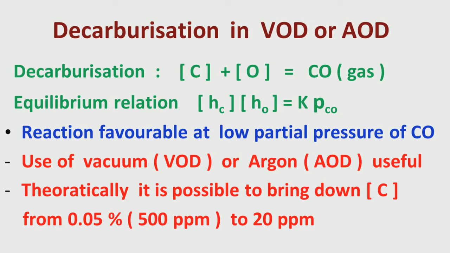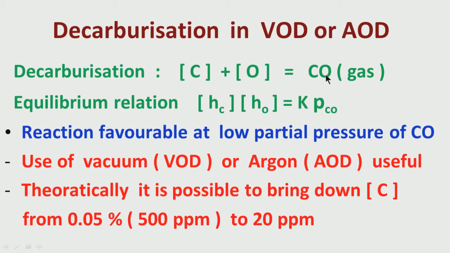Decarburization can be done both by vacuum as well as argon. If you look into the decarburization reaction, then it will be clear how vacuum or argon helps in decarburization. Basically, the decarburization reaction means carbon which is present as elemental carbon in liquid steel will react with oxygen, which when you inject oxygen will finally go into the liquid steel as elemental oxygen, and this carbon and oxygen will react and create carbon monoxide gas.